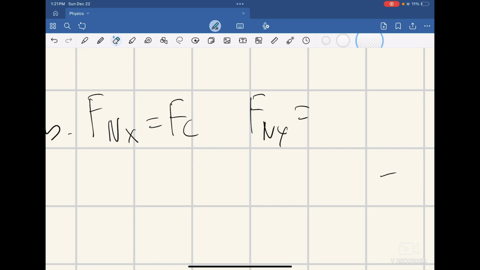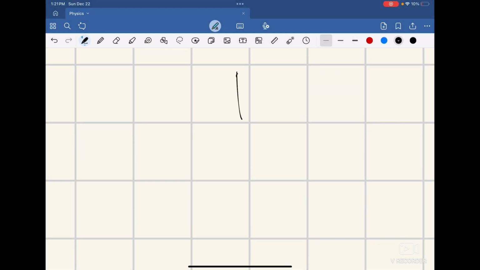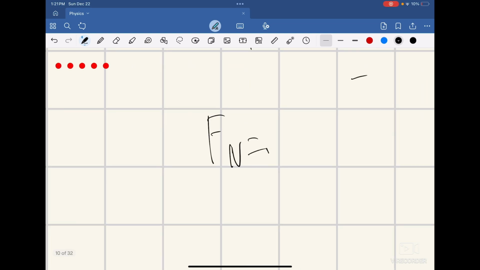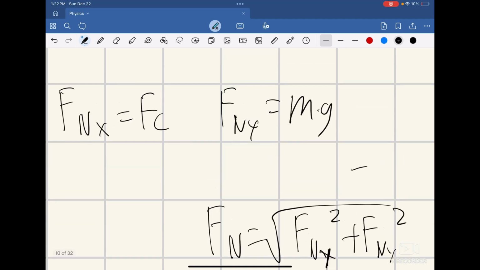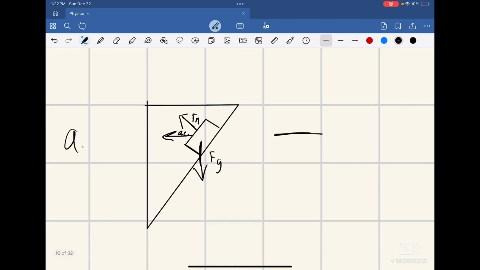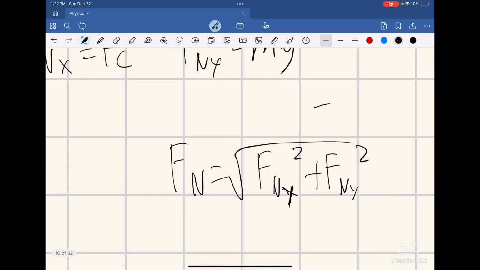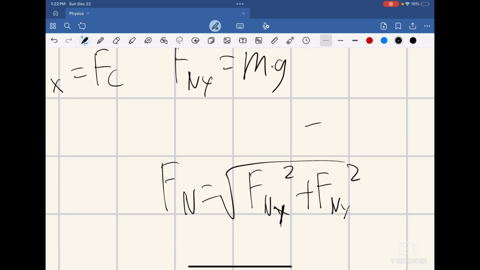Alright, so Fny is equal to mass times gravity. And the reason why we use these two is because Fn is given by the formula square root of Fnx squared plus Fny squared. And this is because Fn, right here, is given by the components Fnx and Fny, and that makes a triangle, a right triangle specifically, and therefore we can just use the Pythagorean theorem, where c is Fn, and a and b are Fnx and Fny.